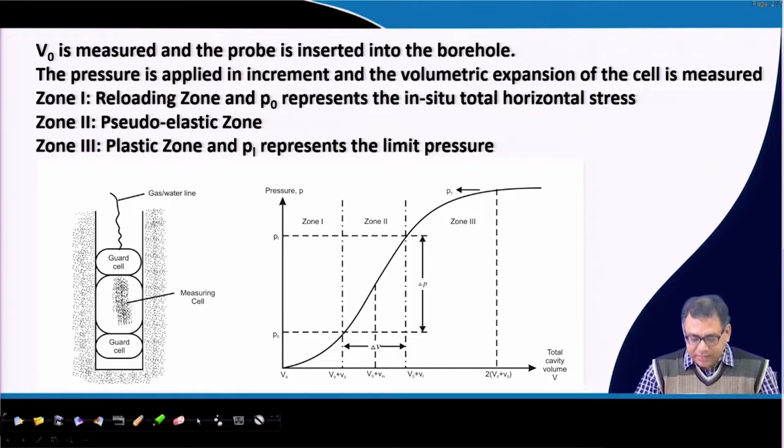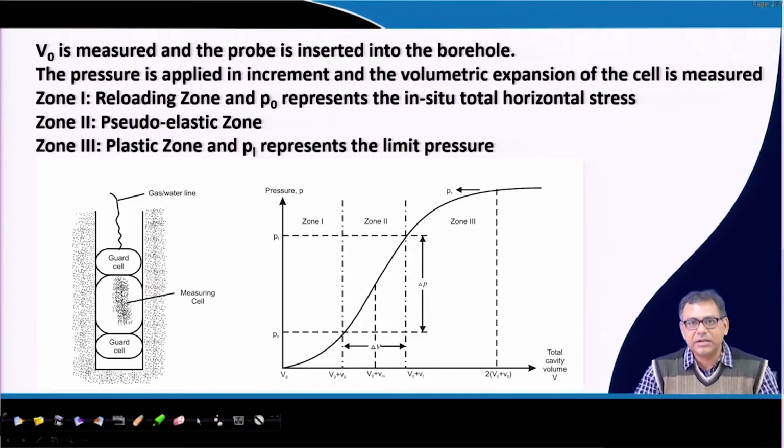I can get PL in two ways. During this test I will get this plot, and I will get this capital V0 plus small v0 value. Now, I have to continue the test up to 2 times capital V0 plus small v0, and there I will end the test. That corresponding pressure is the PL.